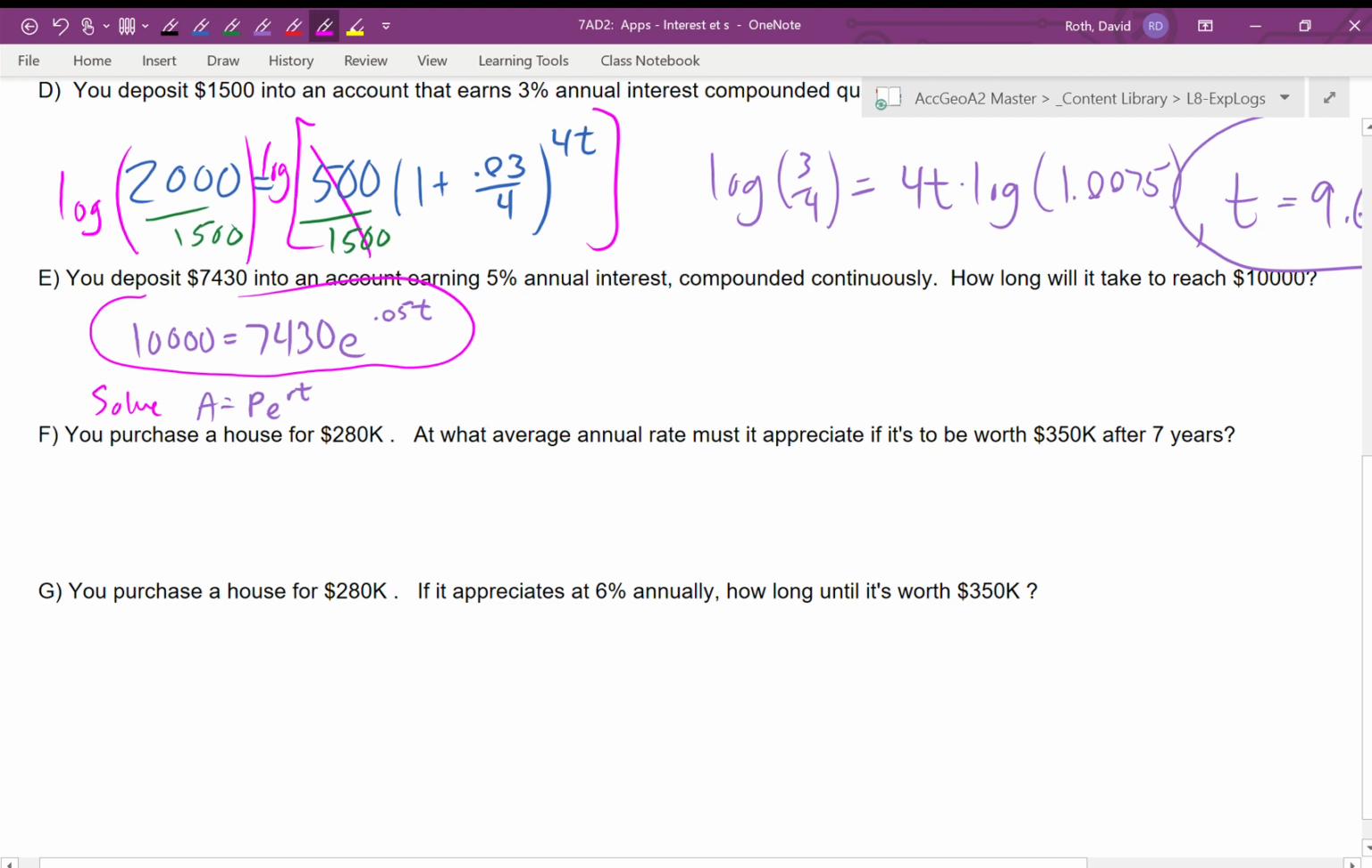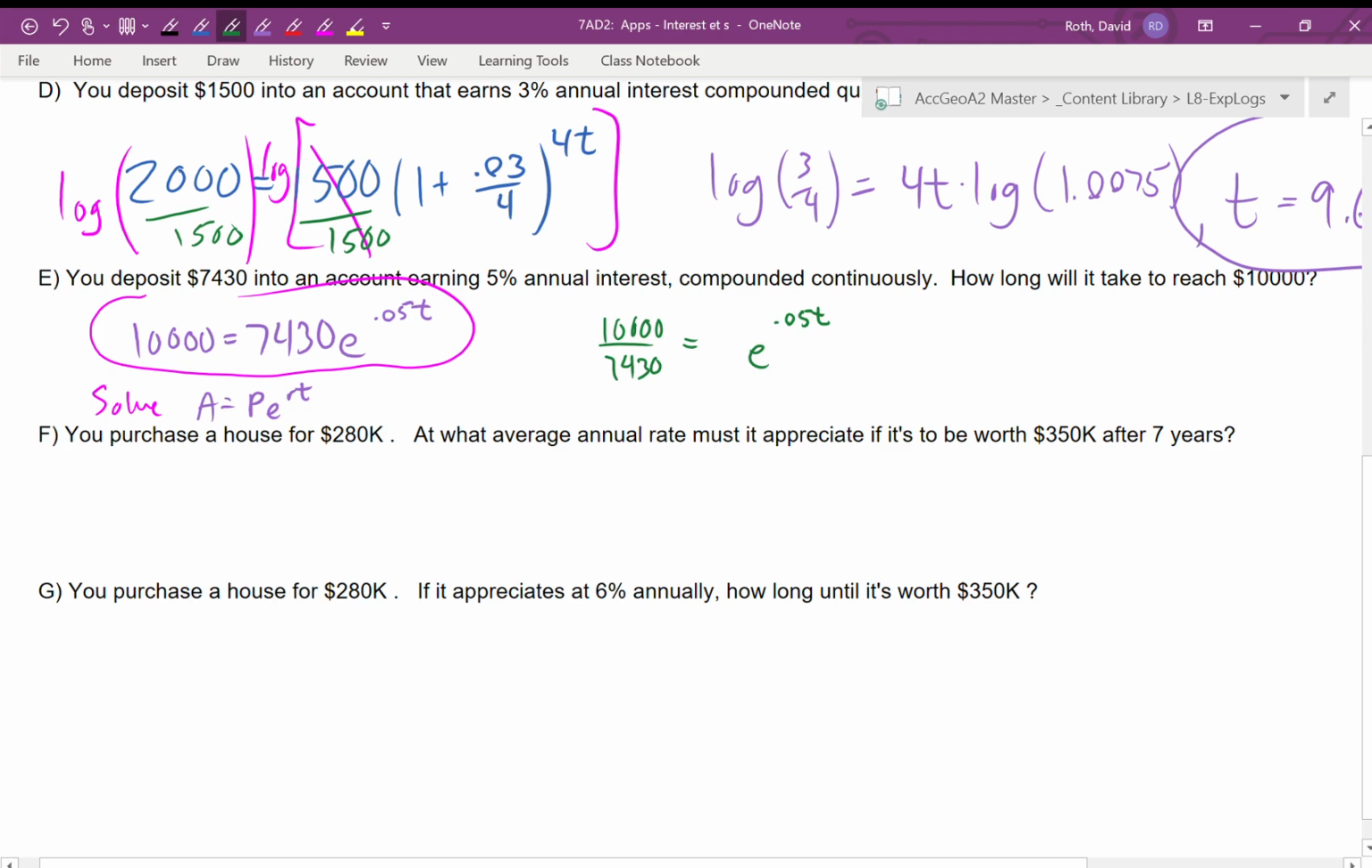Same deal as before. You're going to end up dividing both sides by the 7430. So if I do that, I'll have 10,000 over 7430, and I'm going to leave some space here, e to the 0.05t.